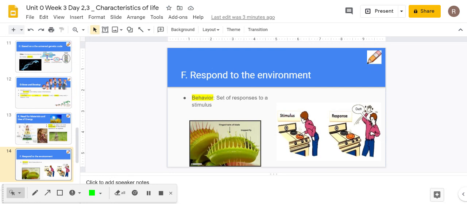The next one would be responding to your environment. This is your behavior, which is a set of responses to stimuli. Living things have to be able to protect themselves. If you don't know something is dangerous, then you're more likely to get hurt. So with this example of touching the stove, generally, if I touch a stove, it's going to burn me, and my immediate response would be to pull my hand back and scream.